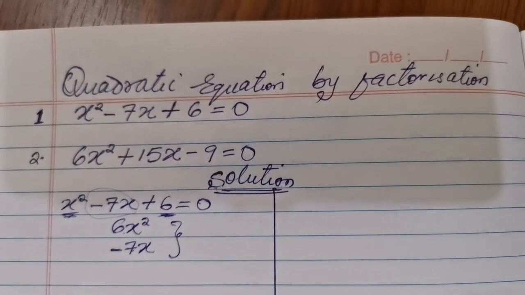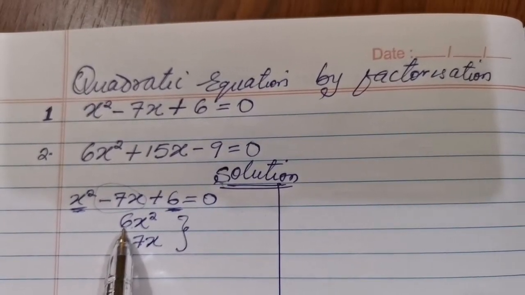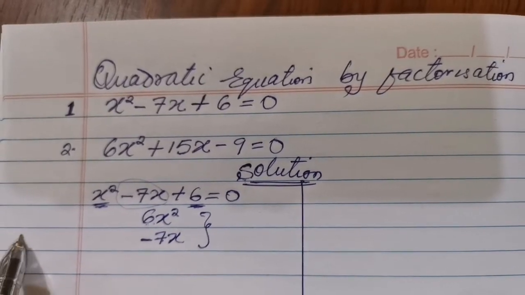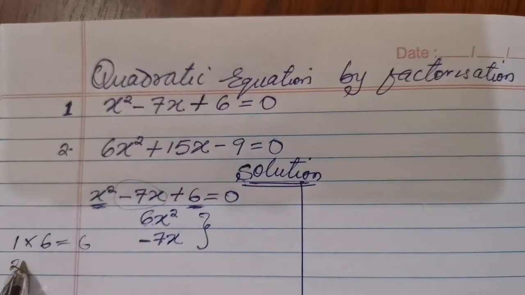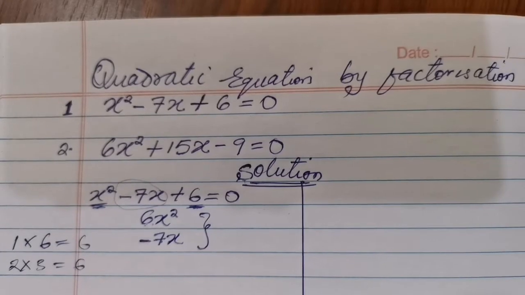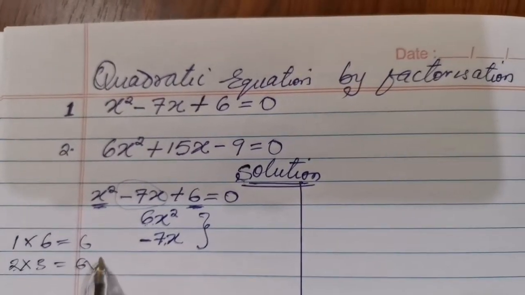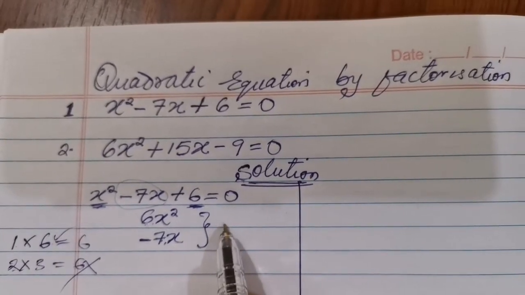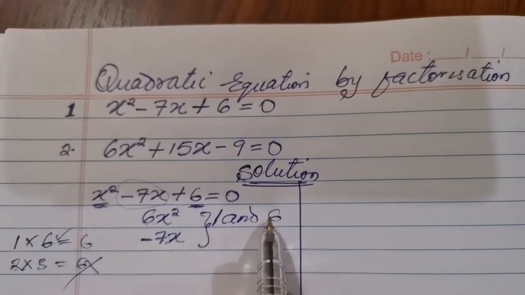So in this case, I will quickly look for the factors of 6. What are the two numbers that can multiply to give us 6? 1 times 6 is 6. 2 times 3 is 6. I don't think there's any other pair, so we check these two. Can 2 and 3 give us 7? I don't think so. 1 and 6 can give us 7. So the two numbers we are looking for are 1 and 6.